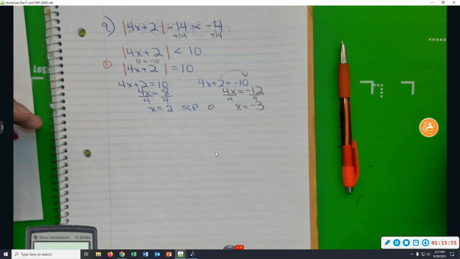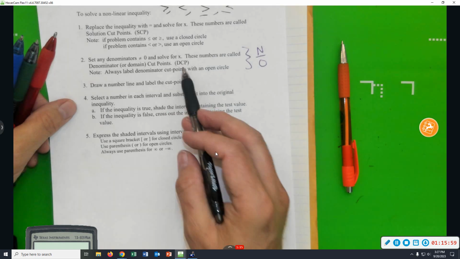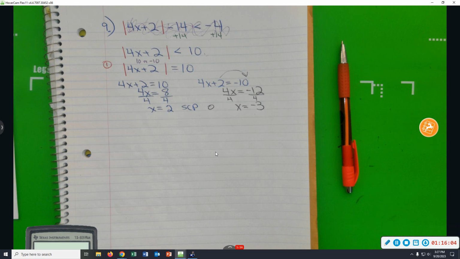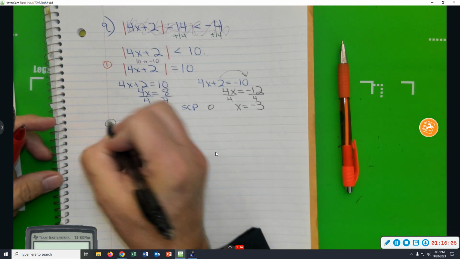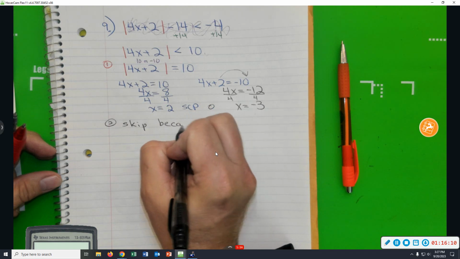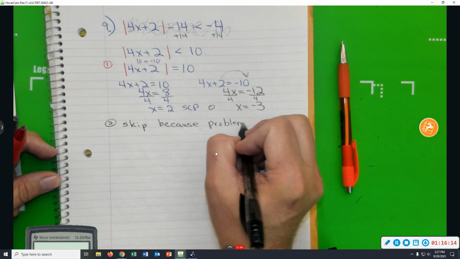And the second step, you skip it because there are no fractions. Since this is the first absolute value inequality we've done today, I'm going to write that out. Skip because problem has no fractions.